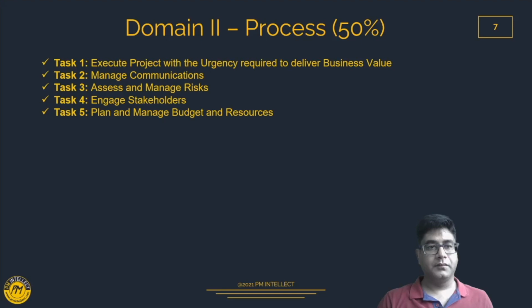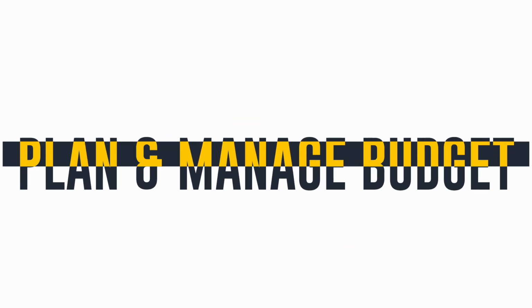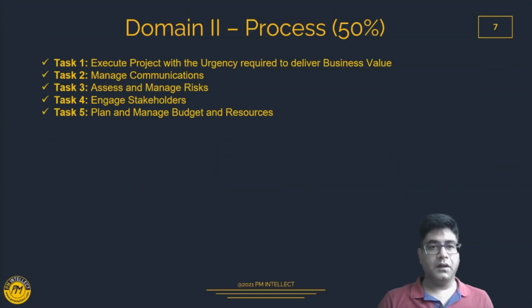The fifth task is plan and manage budget and resources. Again, budget is a very critical factor which is required to be taken care of. It's part of the triple constraint. So here you need to plan what your budget requirement is, estimate the cost, which is required to be taken care of in terms of any contingency as part of the reserves.